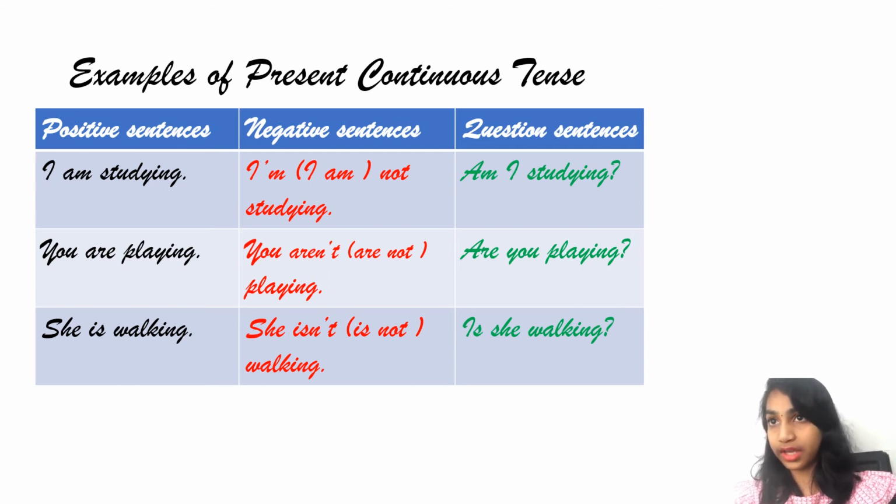She is walking. The last example. She is walking. How will we write it in a negative sentence? We write like she isn't walking, which is also known as she is not walking. How will we write it in a question format? We write like, is she walking? Okay, now let's move on.